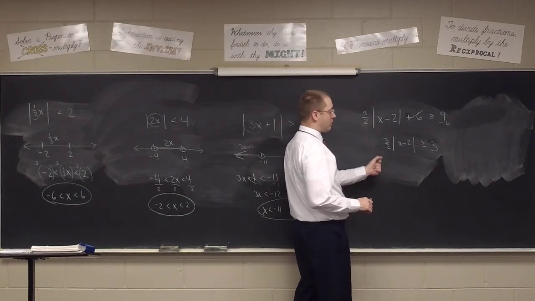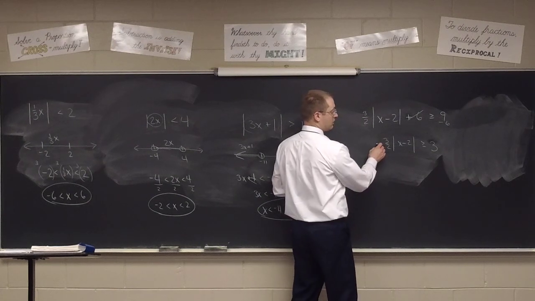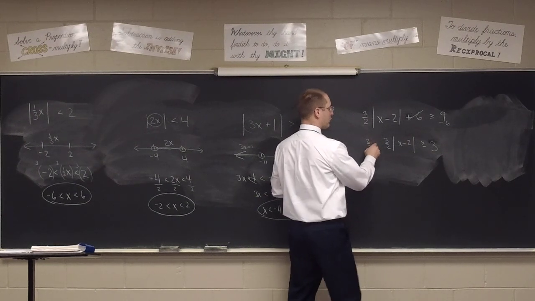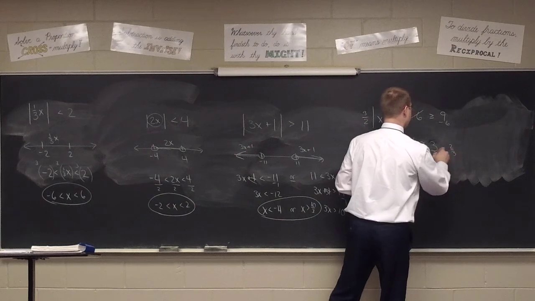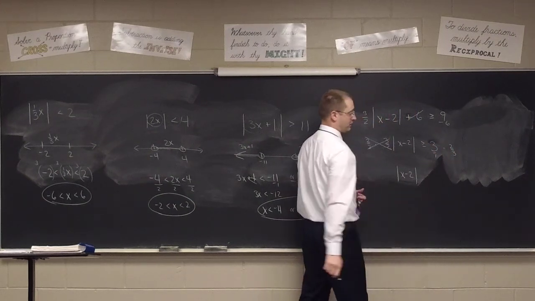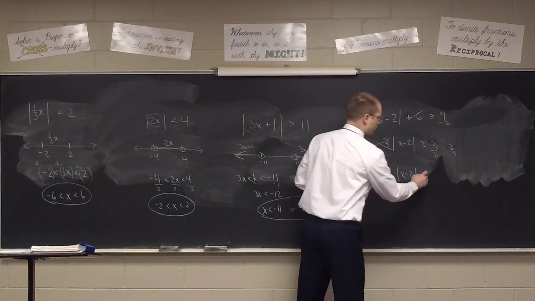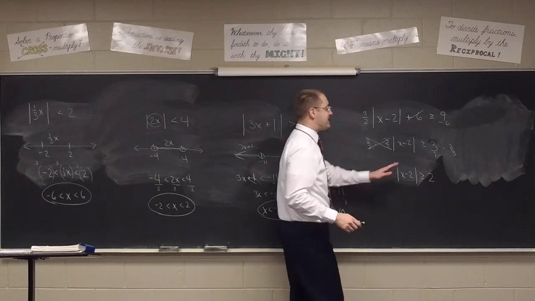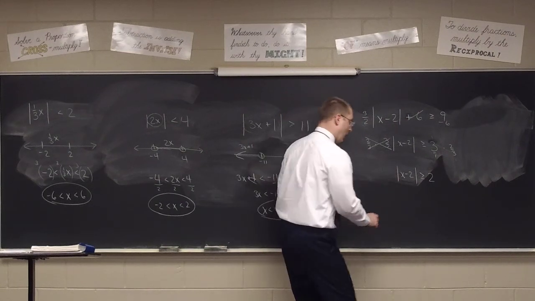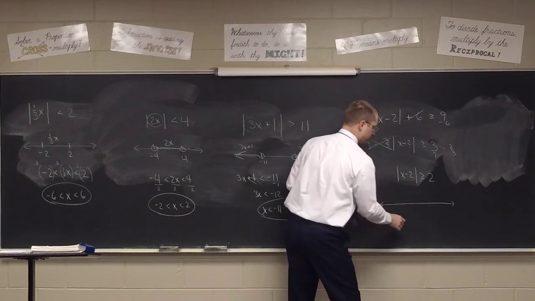And what's a quick, easy way to get rid of that whole 3/2 at one time? Right, multiply by the reciprocal, 2/3. I'm going to put that 3 over 1. Now, the absolute value is isolated. And here we get greater than or equal to 2. Now that it's isolated, now we're going to draw our number line, which is a form of a graph.